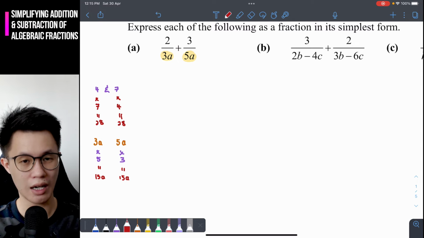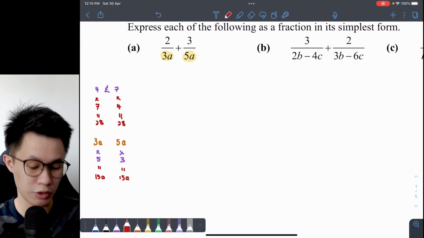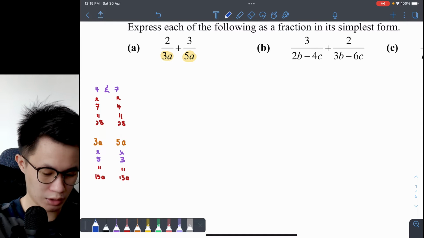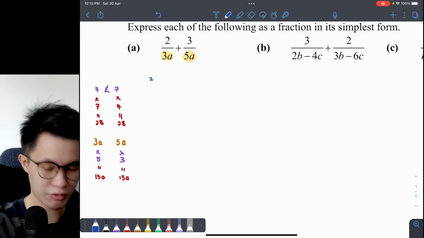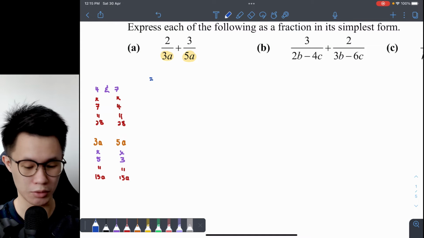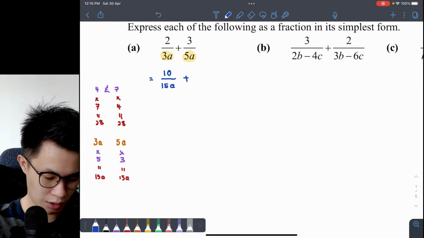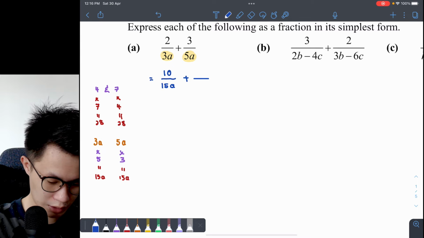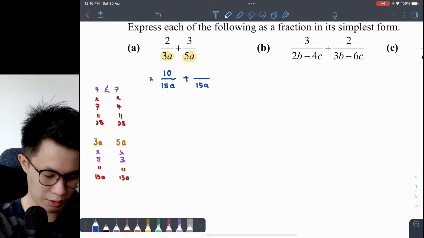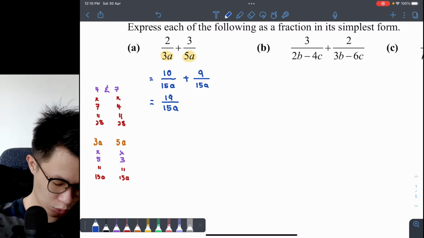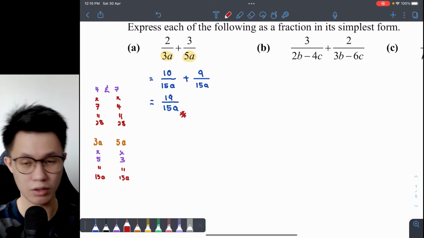Can you see that is how we make the denominators equal? We multiply by a certain number. It may be different, but the goal is really simply to make the denominators the same. So for 3a, I multiply 5 to the denominator. I must also multiply 5 to the numerator, and hence I have 10 over 15a plus the other side will be 5a times 3, so it will also be 15a, but on top will be 9. In this case, we have 19 over 15a. So the goal is simply to make denominators the same.